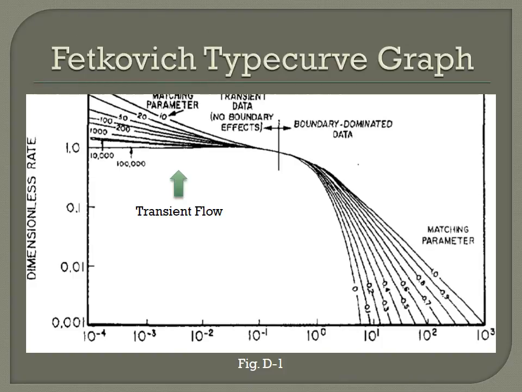This graph shows the transient flow in the beginning stages of a well as plotted by the Fetkovich method, and the boundary-dominated flow as plotted by the ARPS decline curves.